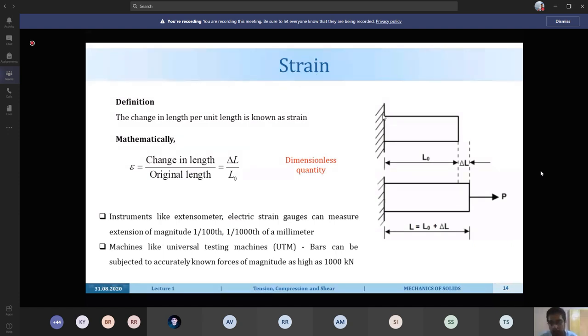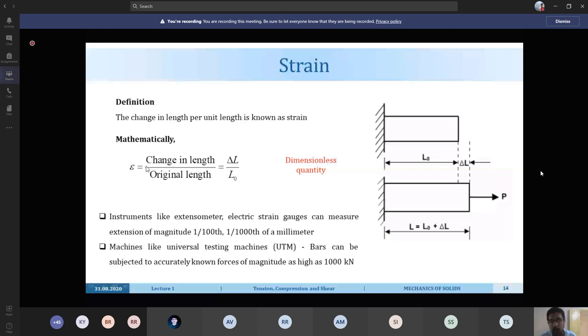So I have a bar here. I am applying a load. The bar has an initial length L0, and when I apply a load P to the right side, the bar elongates. So I am applying a tensile load. If I apply a compressive load, the bar shortens. Here the bar elongates by delta L. So I am defining strain as change in length per unit length.